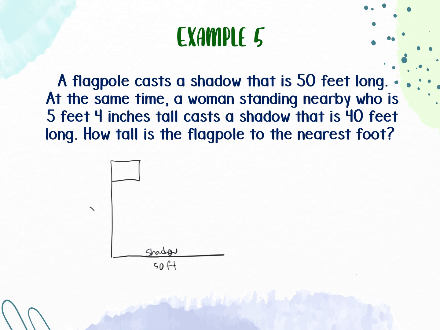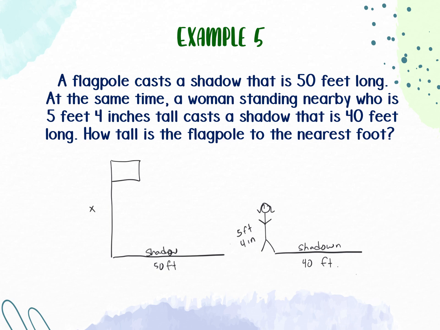It doesn't tell us how high our flagpole is. It says at the same time, and the same time matters because the reason it's the same time is just to show you that the sun didn't move, so the shadow will be in the same spot. So here we have a woman. She's pretty tall, right? And the woman casts, again, a 40-foot shadow. Now, the nice thing is that we were given the woman's height. The woman is 5 feet 4 inches. So now it says, how tall is the flagpole to the nearest foot?